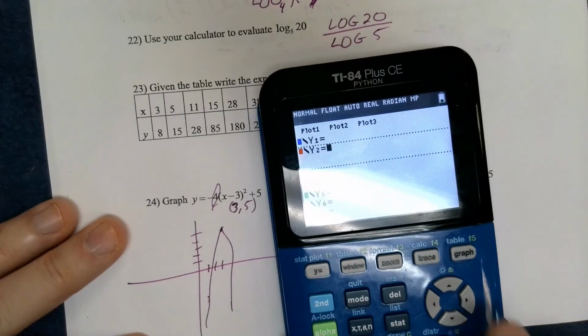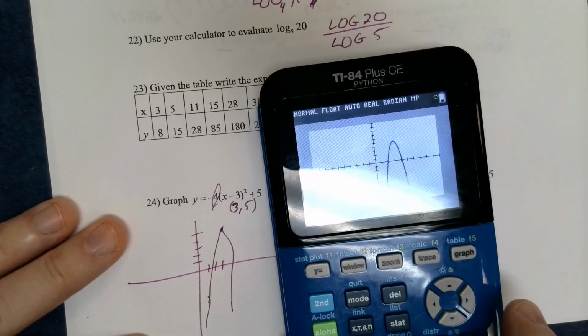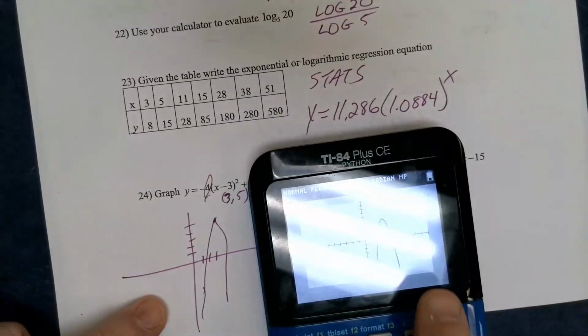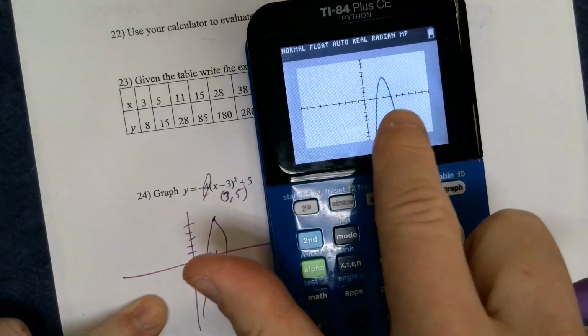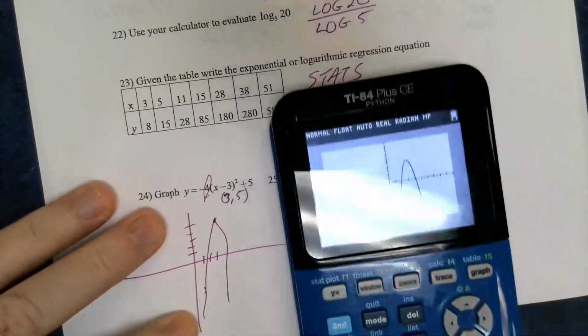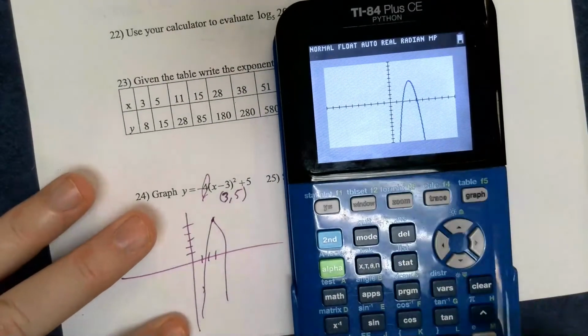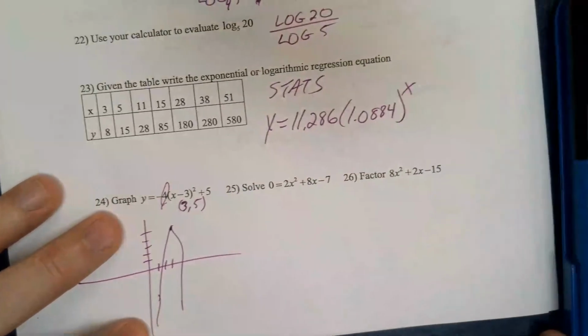So y equals -4 parentheses x minus 3 close parentheses squared plus 5, zoom 6, and you can see that my window and that window look very close to be the same. I apologize, I just looked over to the monitor and saw that there was some sun on that before, so hopefully I'll check the rest of the time to make sure that that's good.